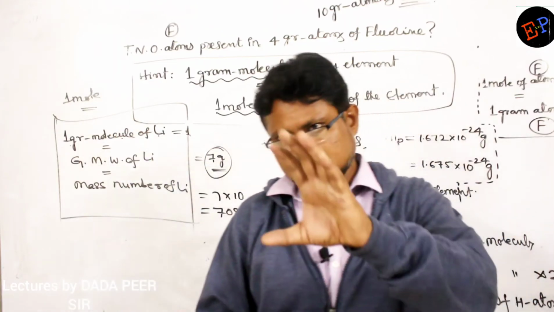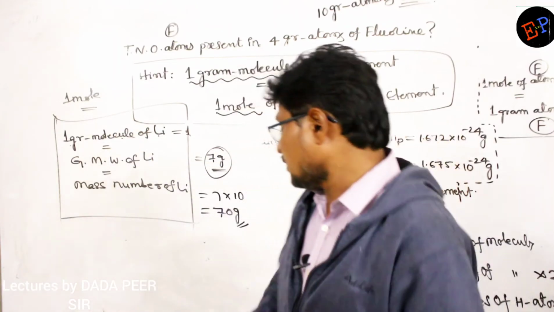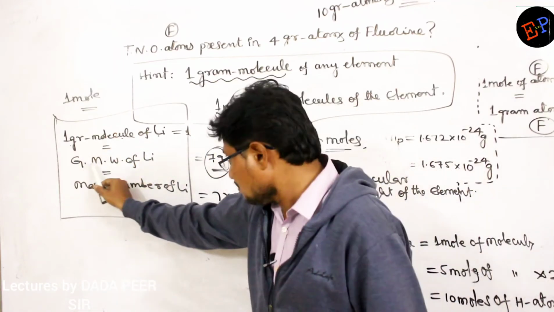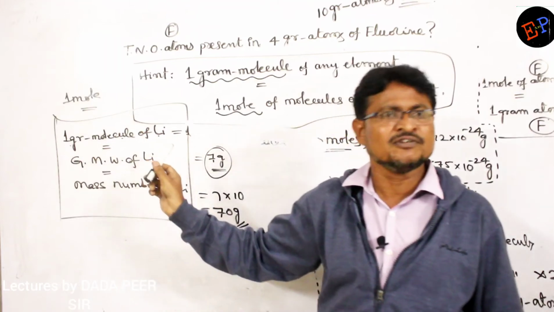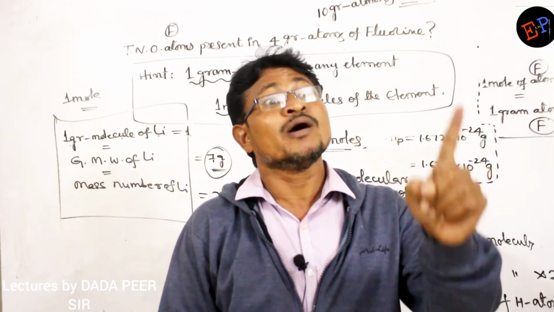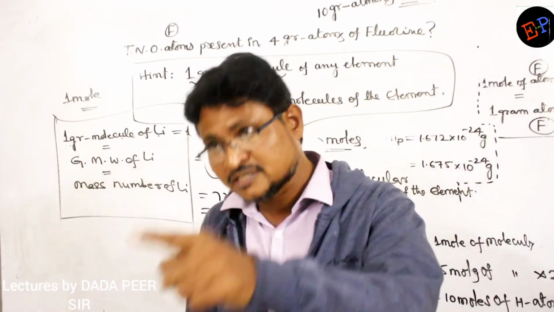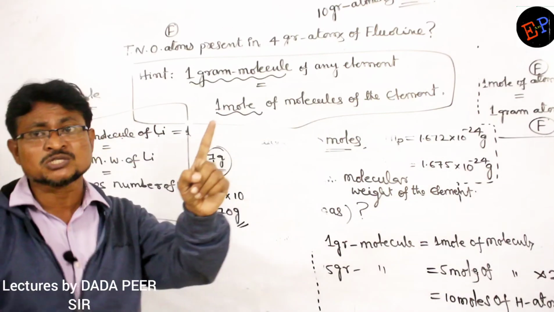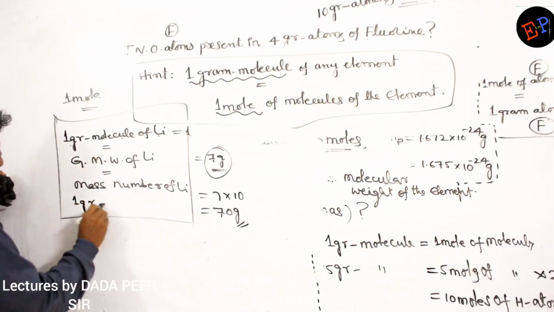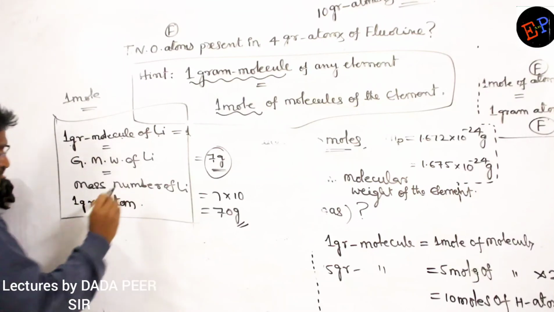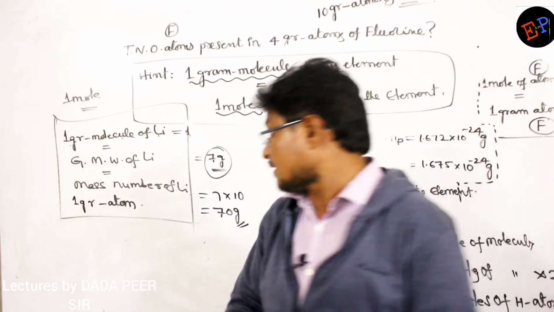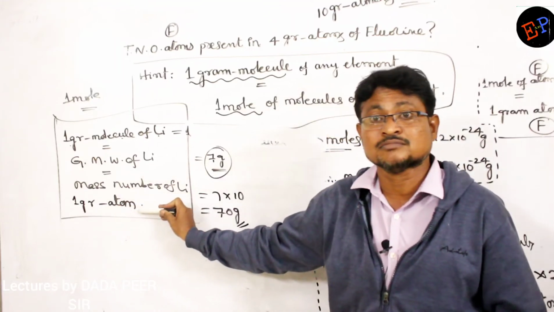I would like to explain one more thing about this, and let us stop with that. See here, gram molecule for lithium. In case of lithium, 1 gram molecule is equal to 1 gram atom. Why is it so? In case of lithium, 1 gram molecule is equal to 1 gram atom.